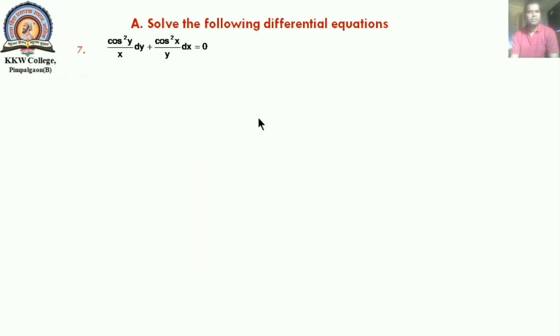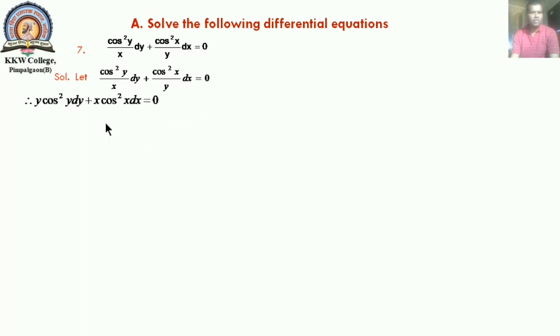The next example is the differential equation cos square y upon x dy plus cos square x upon y dx is equal to 0. So consider the equation. On simplifying, you will get y cos square y dy plus x cos square x dx, with the terms of y along with dy and the terms of x along with dx. Variables are separated, but before integrating, we will simplify cos square y because we cannot easily integrate it.